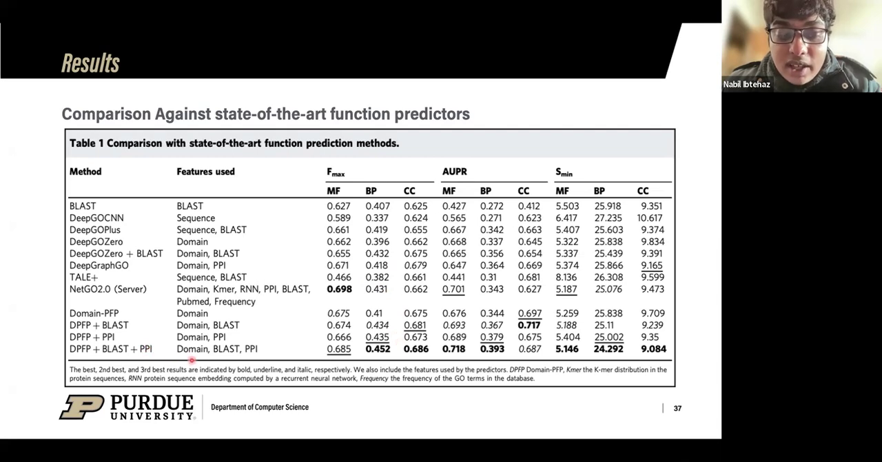But when we consider all of them, like domain, BLAST, and PPI, we achieve the best score or the second best score or the third best score in all the metrics. Only the NetGO2 server is better than us in terms of MF Fmax, but this is a very powerful ensemble method with access to more information than us. They have domain information, k-mer information, RNN embedding, protein interaction information, BLAST information, PubMed abstracts, and also frequency information of the function. So overall, we perform very well against the state-of-the-art function predictor methods, just by simply using a KNN classifier. So this is an assessment of how good our embeddings are.